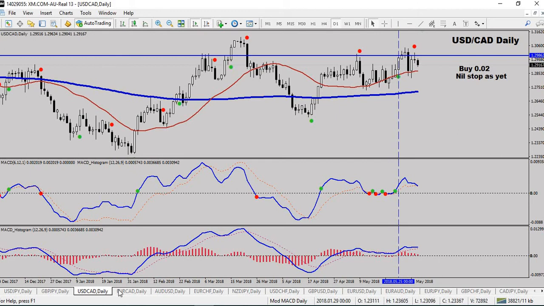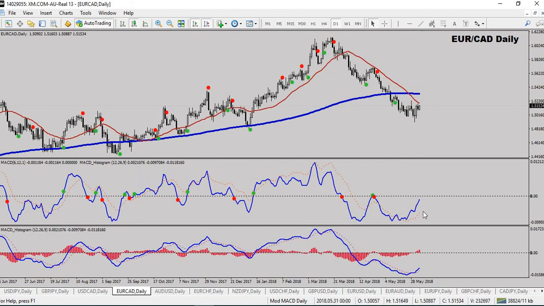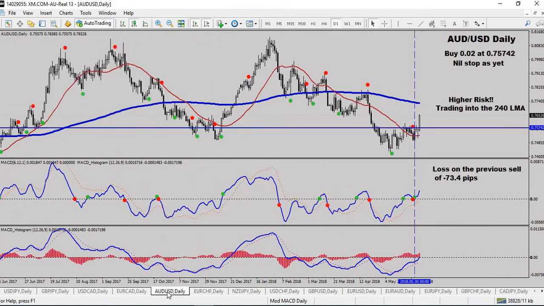So I just remain in the trade. Euro Canadian getting close to the zero level on the fast MACD, but nothing yet. All right, here we are. We're in a winner here.